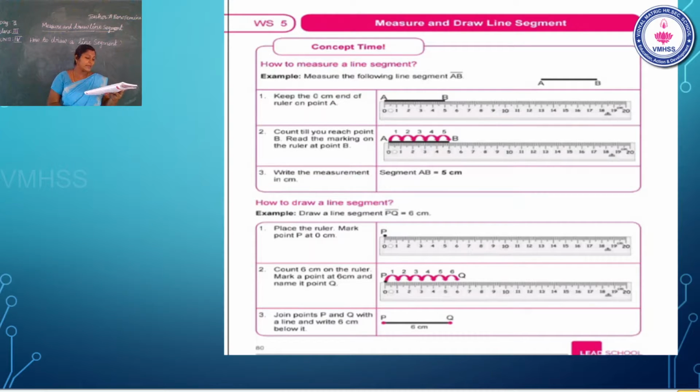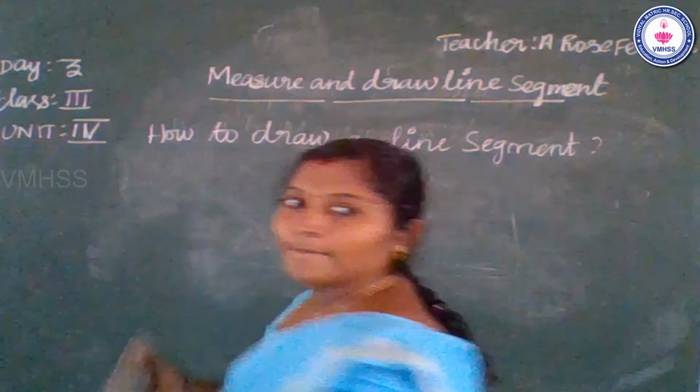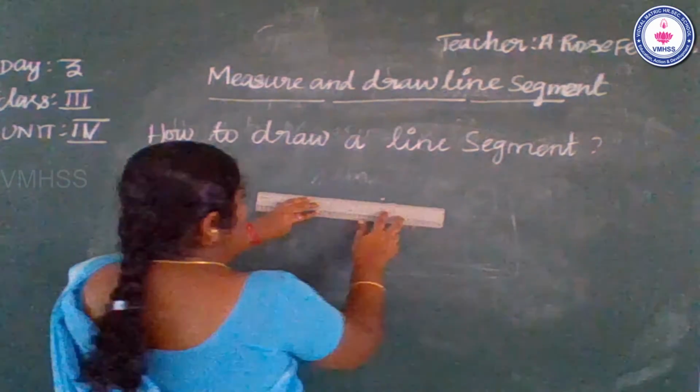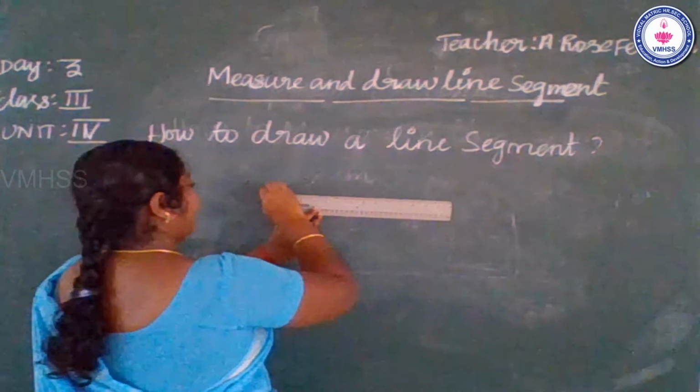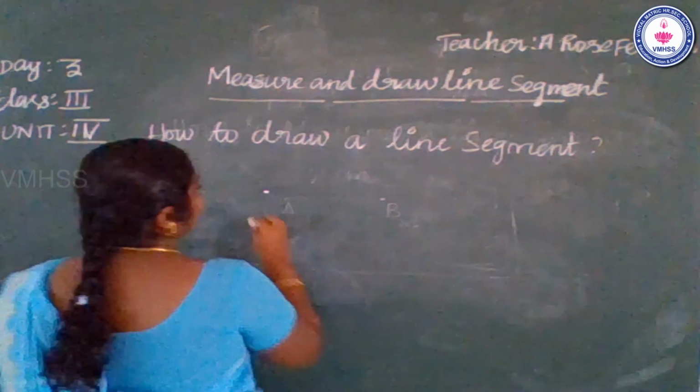Draw a line segment PQ 6 centimeter. So what is the first rule? Place the ruler, mark point P at 0 centimeter. First mark point P. Okay. So take a ruler. Mark point P at 0 centimeter. So this one is 0 centimeter for point P.